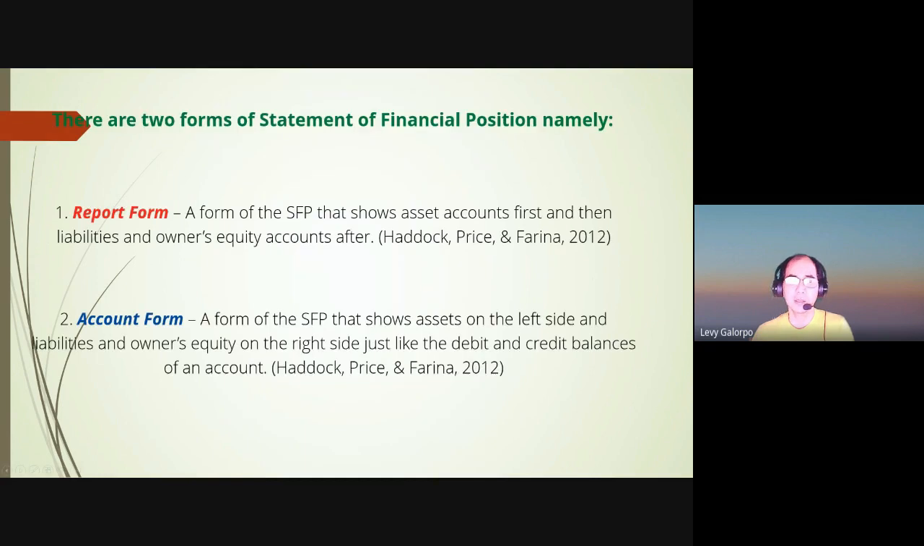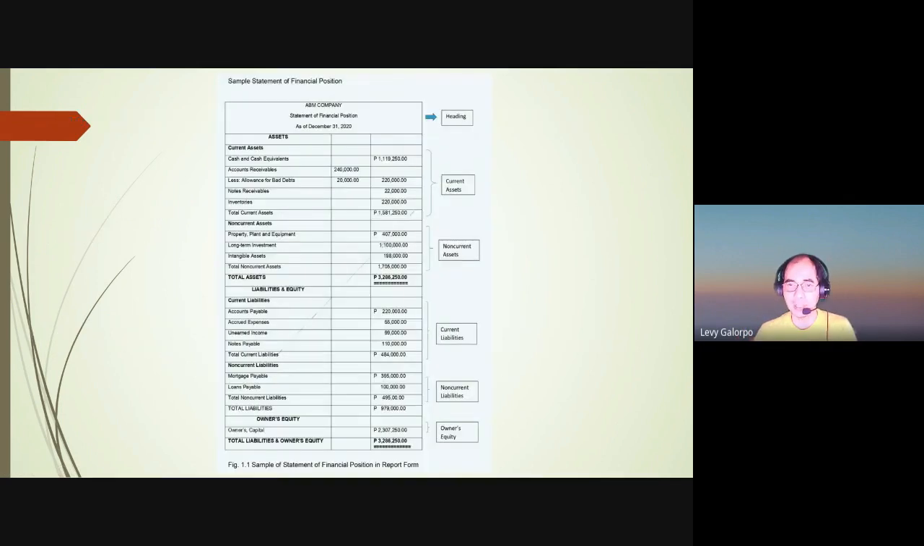Unlike sa merchandising business, no? Normally, ang daming account titles na ginagamit dyan. Kaya ang ginagamit ay ito, report form. Pababa. Okay? So, yun yung pagkakaiba nila basically. Okay? Kung sinong industry ang gumagamit.